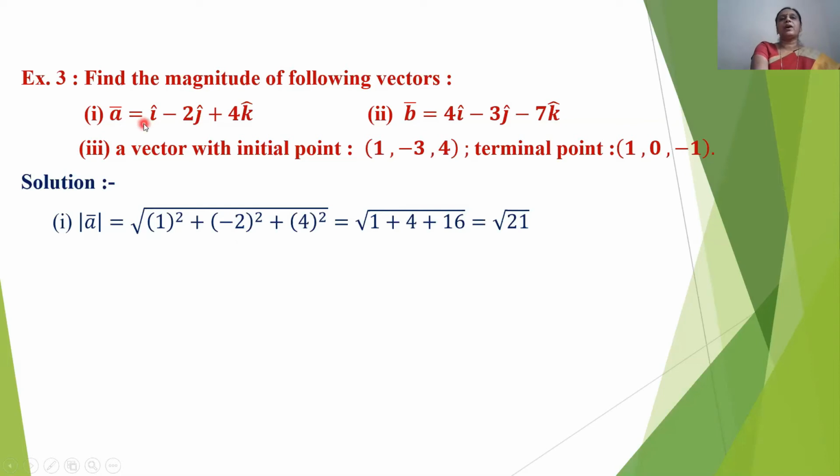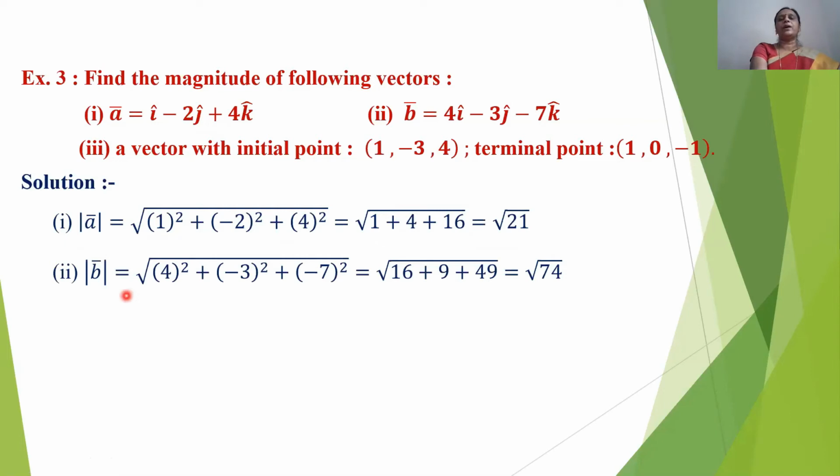here component of i is 1. Write down 1 square, minus 2 square, plus 4 square. In the square root you write down components of i, j, k, their squares and addition. That is 1 square plus (-2) square plus 4 square, and this will be equal to, in the square root, 1 plus 4 plus 16, that is equal to root 21. In this way, it is very simple. You just see the components of i, j, k, take their squares, their addition in the square root, you will get the magnitude of that vector. Okay, then see the next.